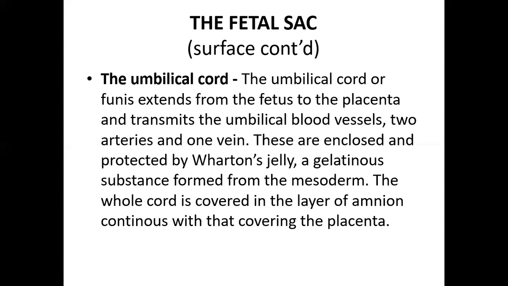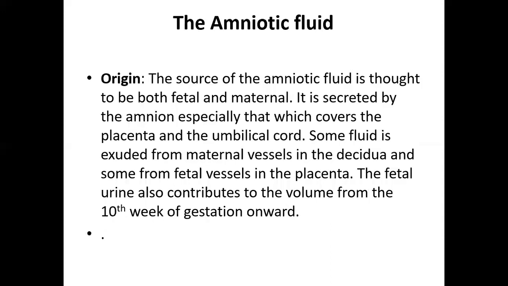The whole cord, which is the umbilical cord, is covered in the layer of amnion and continuous with that covering the placenta. Okay. The source of the amniotic fluid is thought to be both fetal and maternal. It is secreted by the amnion, especially that which covers the placenta and the umbilical cord. Okay, so that's the fluid where the baby is. Now, some fluid is exuded from maternal vessels in the decidua and some from fetal vessels in the placenta. So these are sources of this fluid. It can either come from the blood vessels of the mother or from the blood vessels of the placenta.